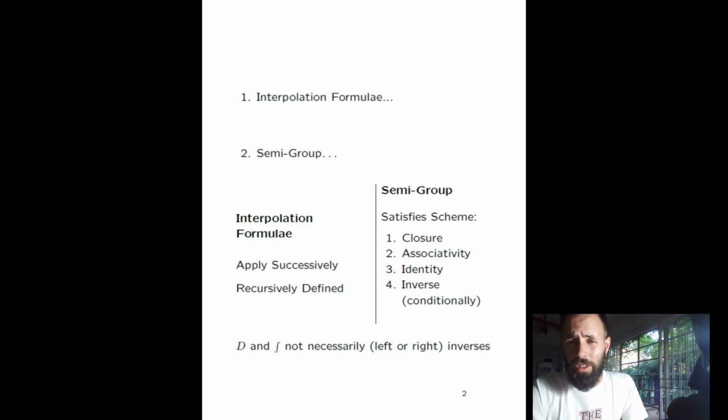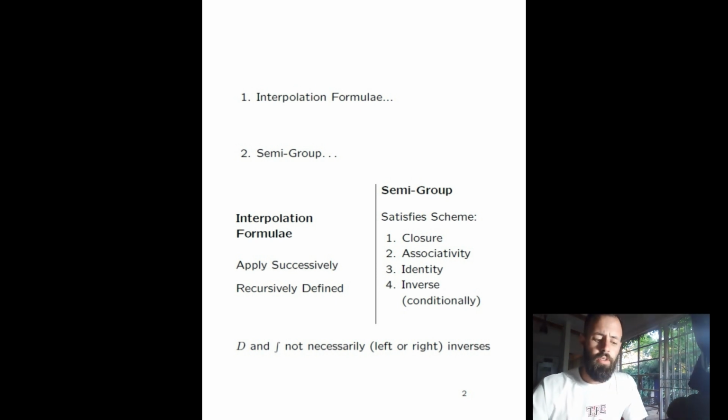An interpolation formula is a result of applying an operator successively, so the result can be obtained recursively. A semi-group is a mathematical structure similar to a group, not in the mathematical sense, but in the linguistic sense, where it satisfies the axiomatic scheme of having closure, associativity, an identity, and an inverse element. What makes it a semi-group is that the inverse element is conditional. It has an inverse element depending on certain behaviors.